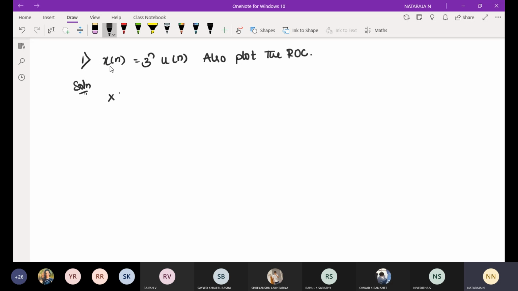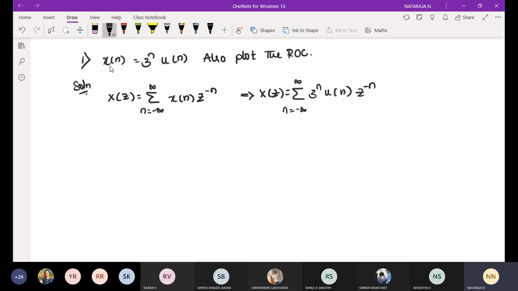What is my standard equation? X of z is equal to summation n is equal to minus infinity to infinity x of n z power minus n. Next, if I take x of n as 3 power n u of n, then X of z is the summation n is equal to minus infinity to infinity of 3 power n u of n z power minus n.